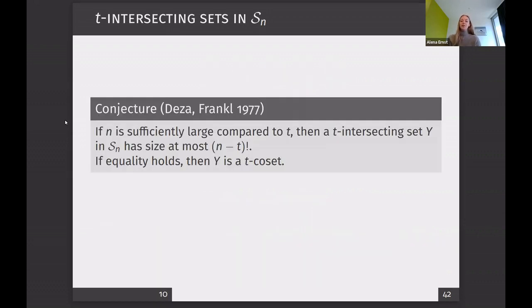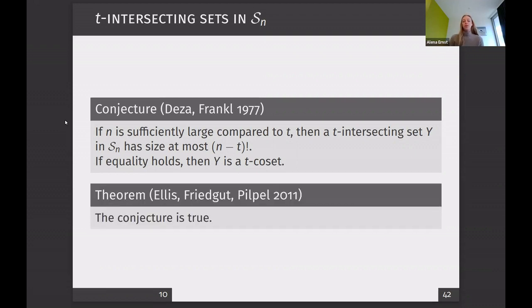Okay, and that was conjectured by Deza and Frankl, namely whenever n is sufficiently large compared to t, then a t-intersecting set is bounded by the size of a t coset. And if equality holds, then this set is indeed equal to a t coset. And it was proved that this conjecture does hold.